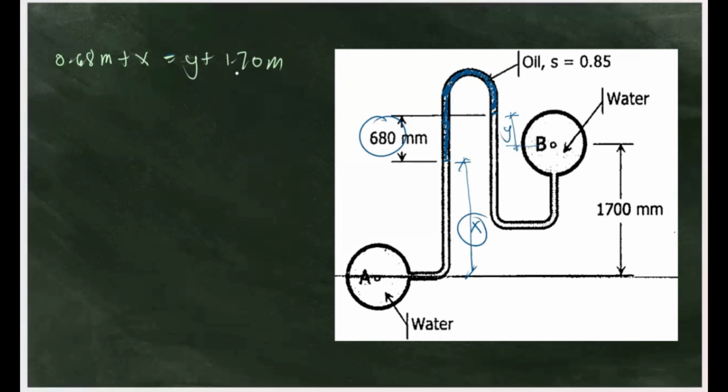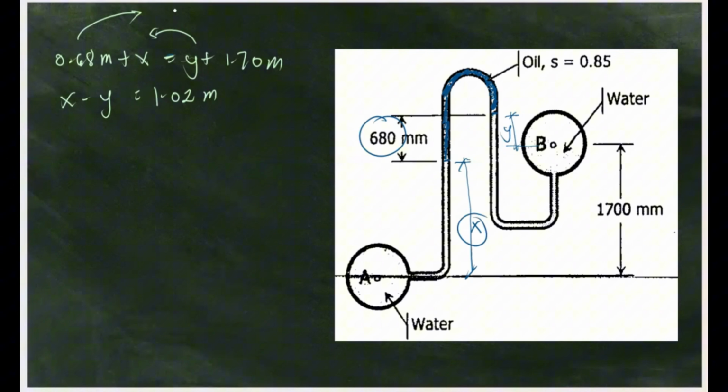Okay? Or, if we want to simplify, lipat natin sa kabila tong Y. Tapos ito, lipat natin tong 0.68 sa kabilang side, no? Para magkaroon tayo ng X minus Y is equal to 1.70 minus 0.68. Or it will give us a value na 1.02 meters. Yan. 1.02 meters. Ayan na. So, solve na. Meron na tayong value.